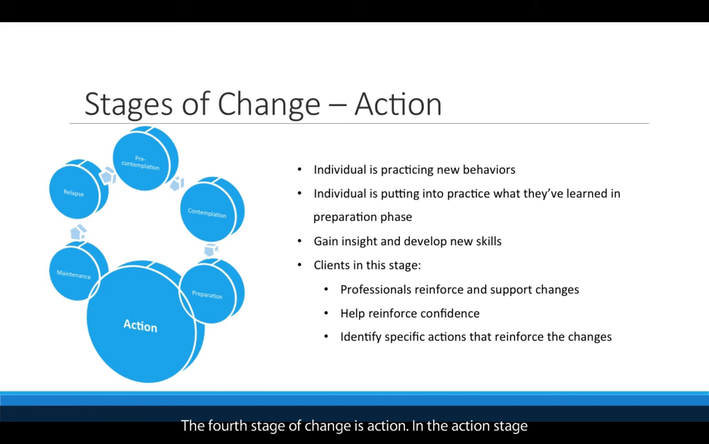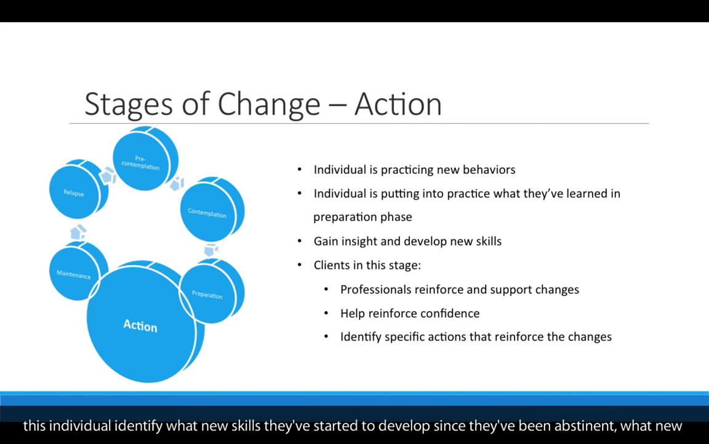The fourth stage of change is action. In the action stage, this individual is now practicing their new behaviors. This individual will be practicing abstinence from their addictive substance and should be in anywhere between 3 to 6 months of being abstinent from that substance or behavior of abuse. They are now practicing the things that they've started to learn in the preparation stage of change.